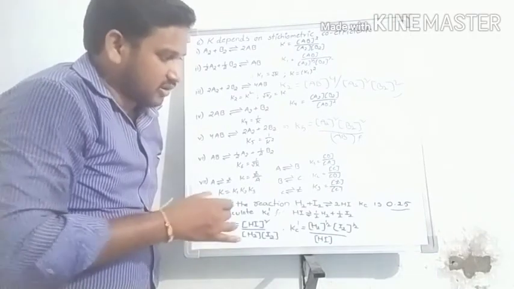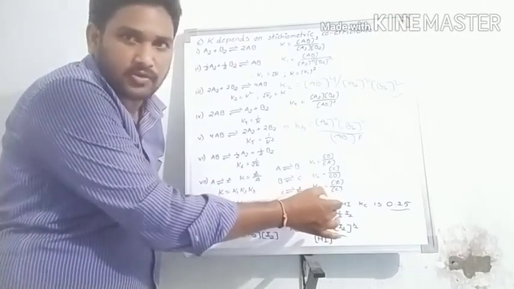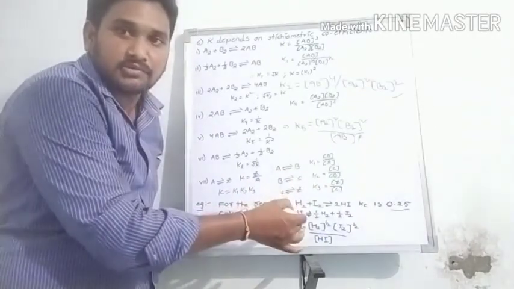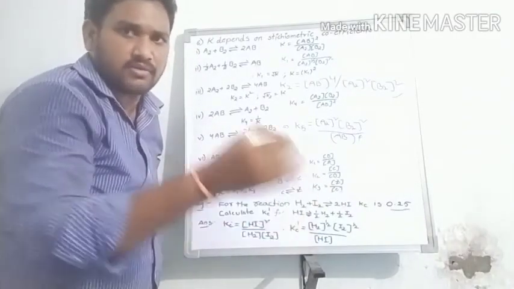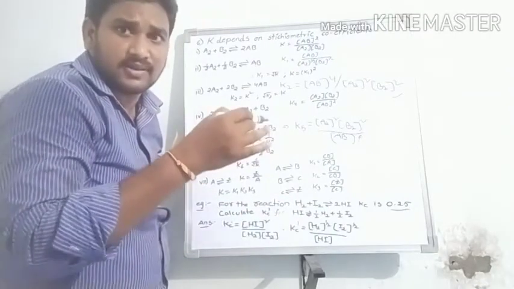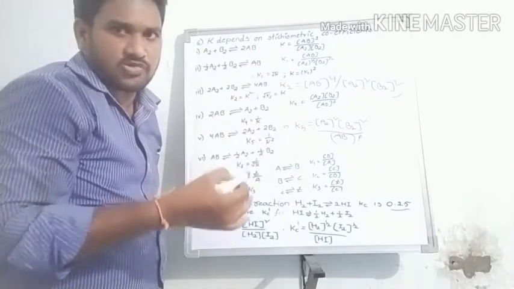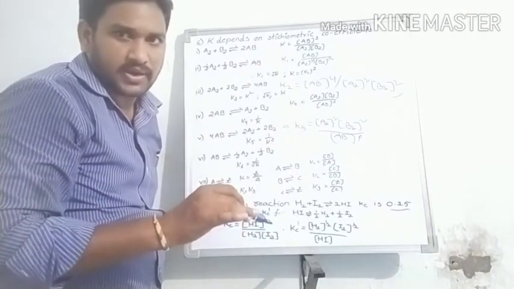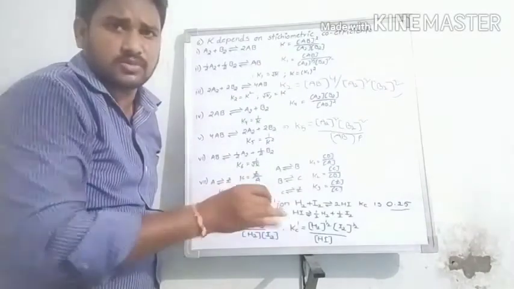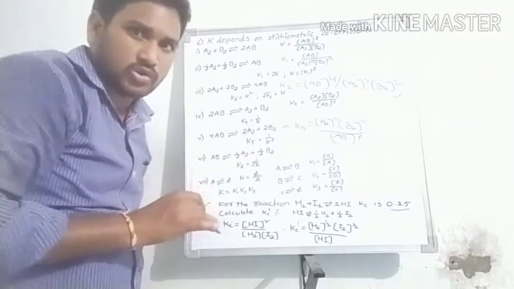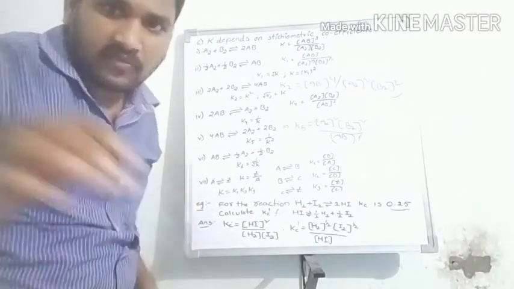First of all, write the Kc for the first reaction, and for the reaction below write the Kc dash, according to our knowledge. Why? Because Kc is the concentration of products by concentration of reactants, no doubt at all. For both reactions we write the Kc and Kc dash. Okay, after that.